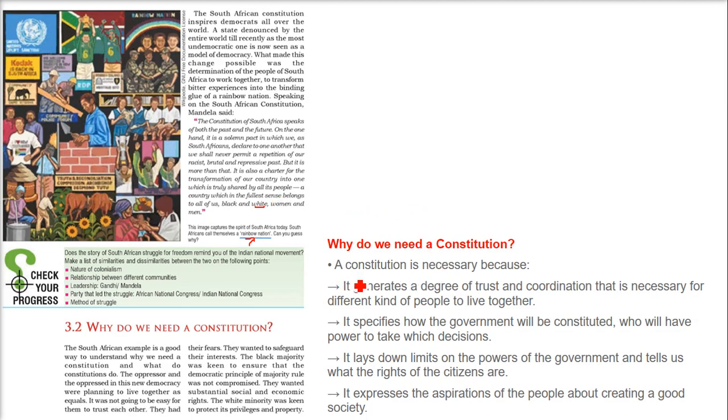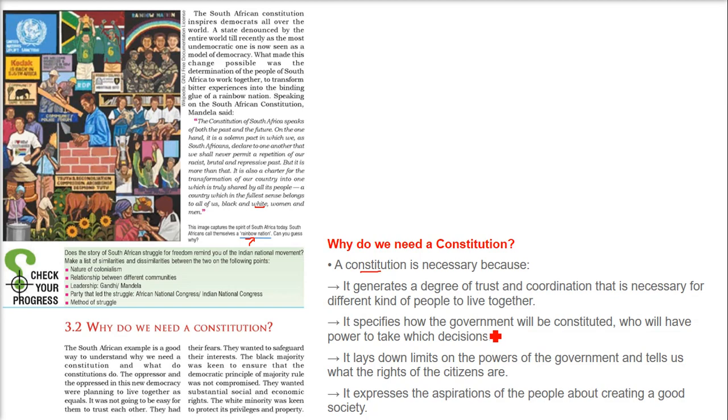So why do we need a constitution? A constitution or Samvidhan becomes necessary because, first of all, it generates a degree of trust and coordination that is necessary for different kinds of people to live together. Because if you go to any country, you will find different kinds of people, different religions, different castes, different creeds. So there has to be a trust, and who is going to make the trust? What is the guideline? What are the regulations? What to follow? The constitution needs to be followed.